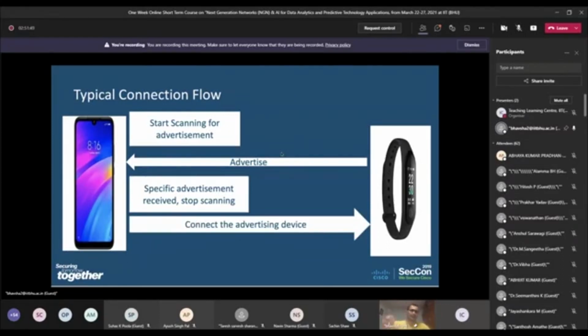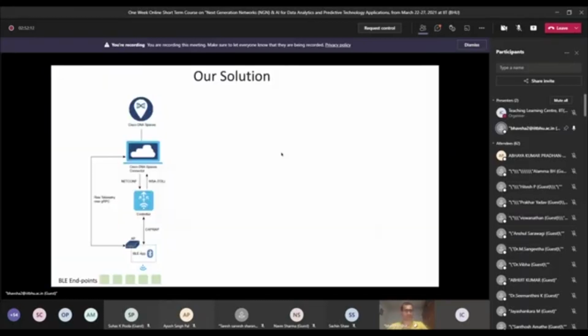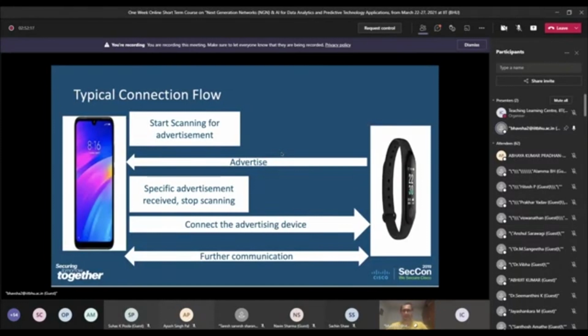Once we know this is the MAC address of the BLE device I want to connect to, I would just press connect. After that, the pairing process happens, which we just discussed, and further communication happens with the FitBand device. So all good. Then what was the problem I identified? I think I would discuss this later.